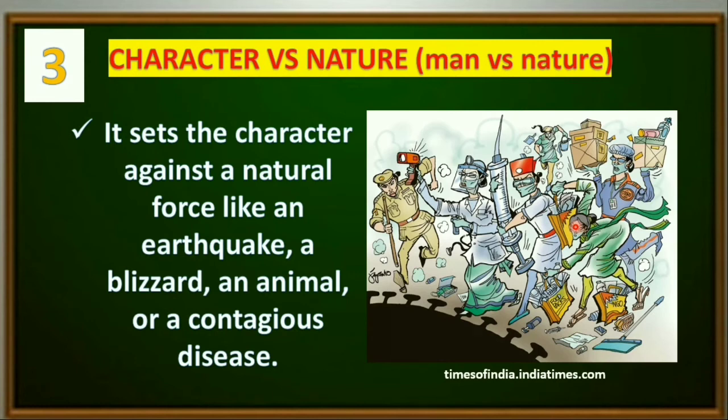Number 3. Character versus nature, or man versus nature. It sets the character against a natural force like an earthquake, a blizzard, an animal, or a contagious disease. In this example, the characters here are struggling with the presence of the coronavirus. They cannot do anymore what they would always do before. It's because of this virus. So the conflict is character versus nature.